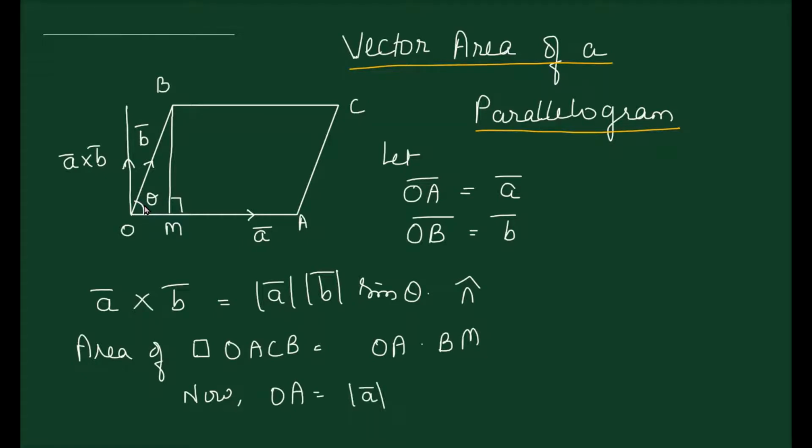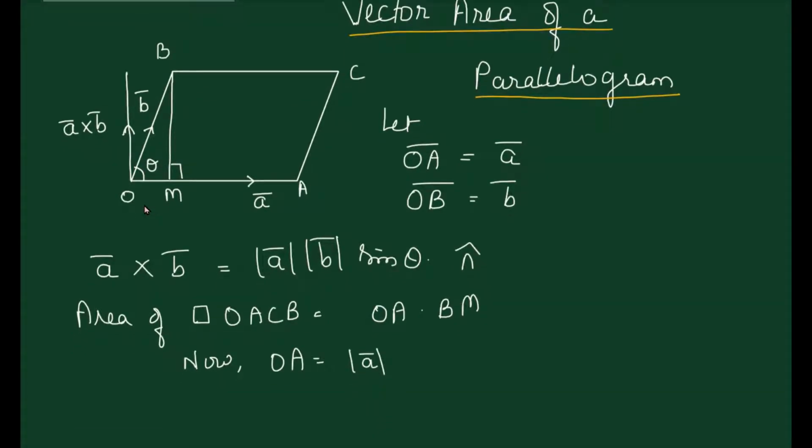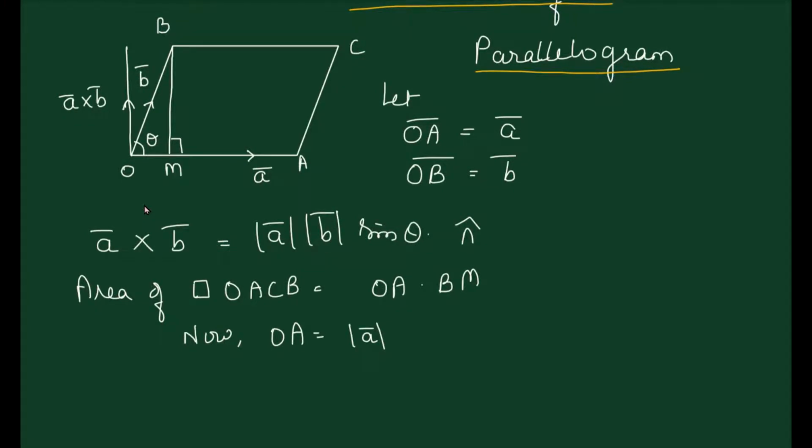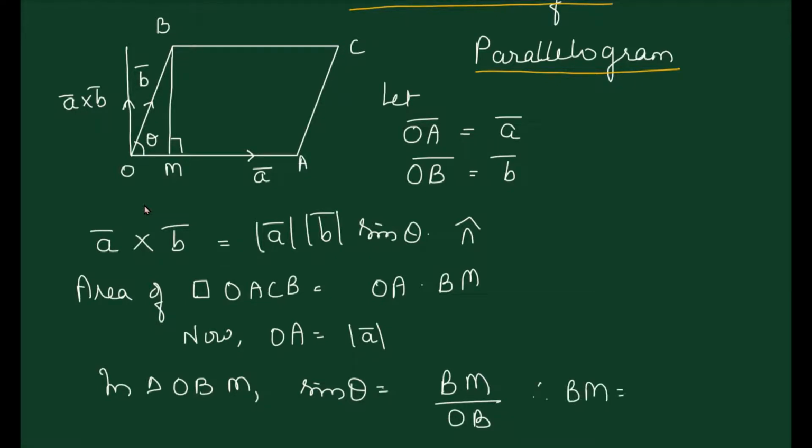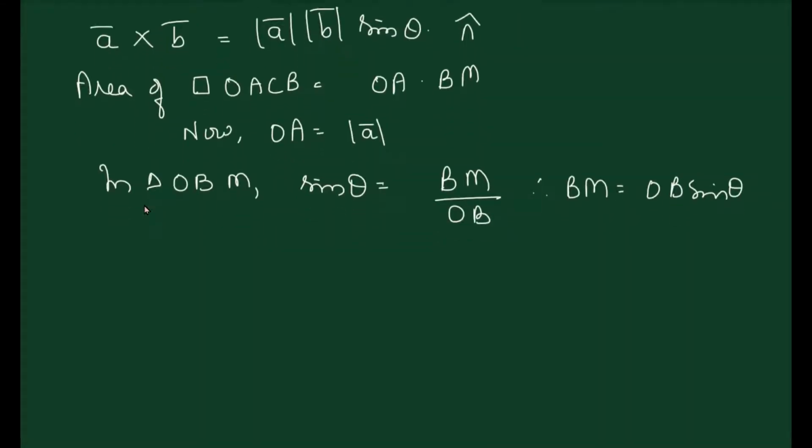OA is given as mod A, and for finding BM, take triangle OBM. In triangle OBM, which is a right angle triangle, we have sin theta is equal to opposite upon hypotenuse, that is BM upon OB, and therefore we can say that BM is equal to OB sin theta. Now OB is nothing but mod B, so therefore BM is equal to mod B sin theta.